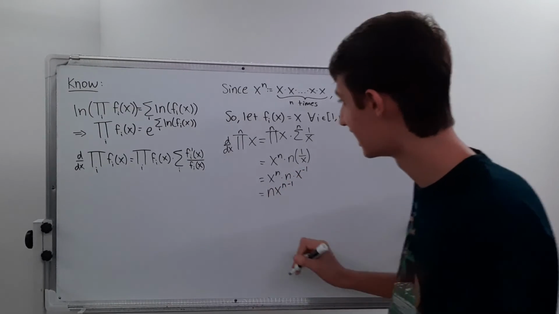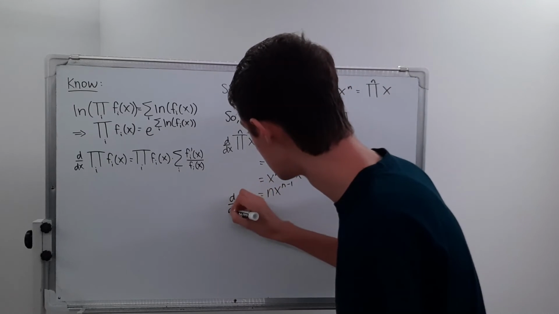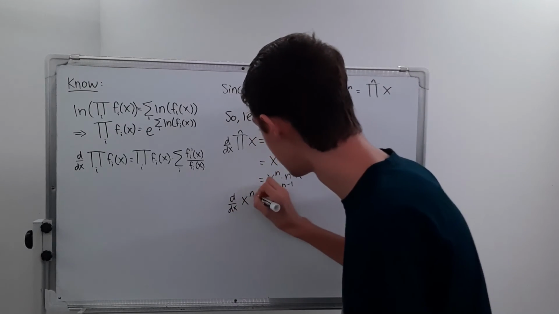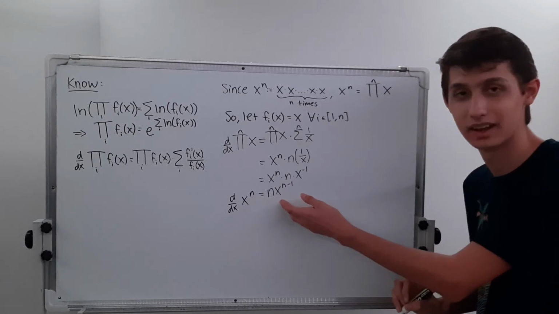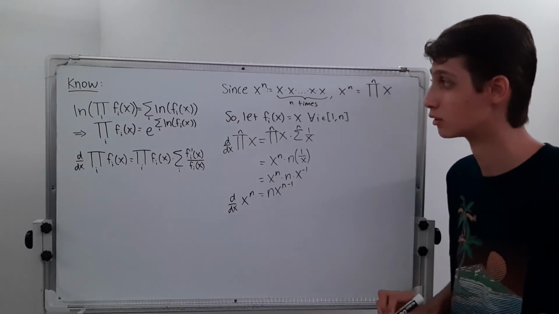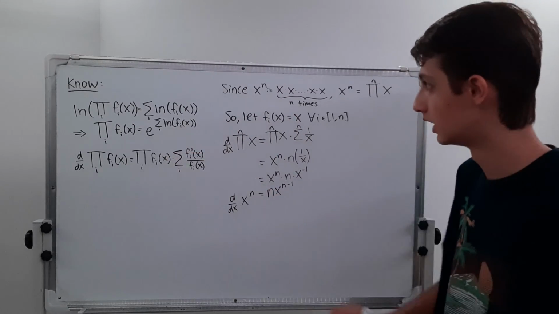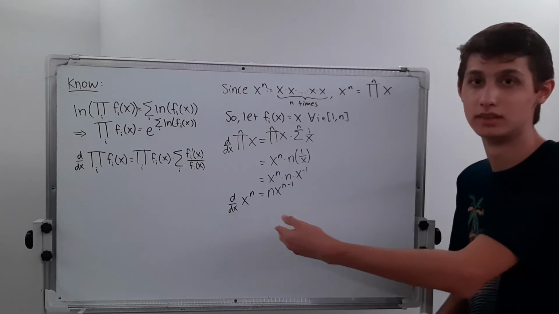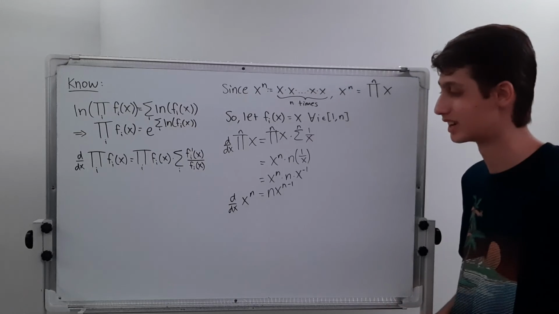This is exactly the derivative of x to the n. It's equal to n times x to the n minus 1. And that's it. That's our little proof here. If you can understand what we did, it's actually pretty simple. It's really not that hard at all.